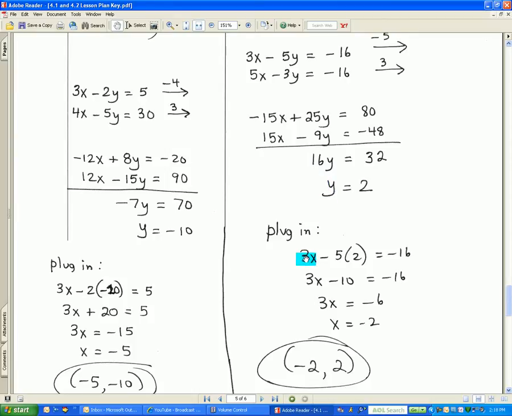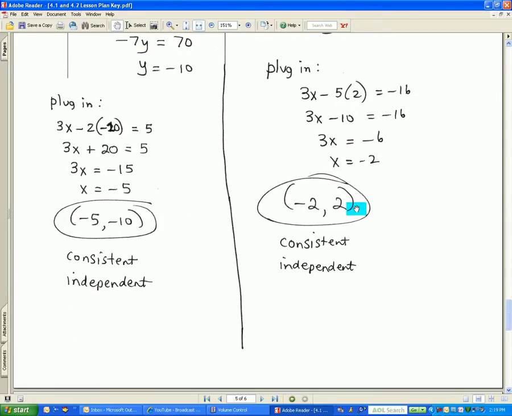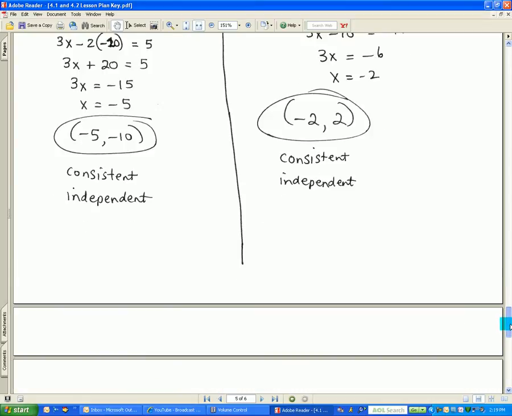I take one of my pretty equations, not one of the ugly ones we started with, and I go back and I plug in a 2 for y. 3x minus 5 times 2 is negative 16. 3x minus 10 is negative 16. When I add 10, 3x is negative 6. When I divide by 3, x is negative 2. My ordered pair solution is negative 2 comma 2. Again, consistent and independent.